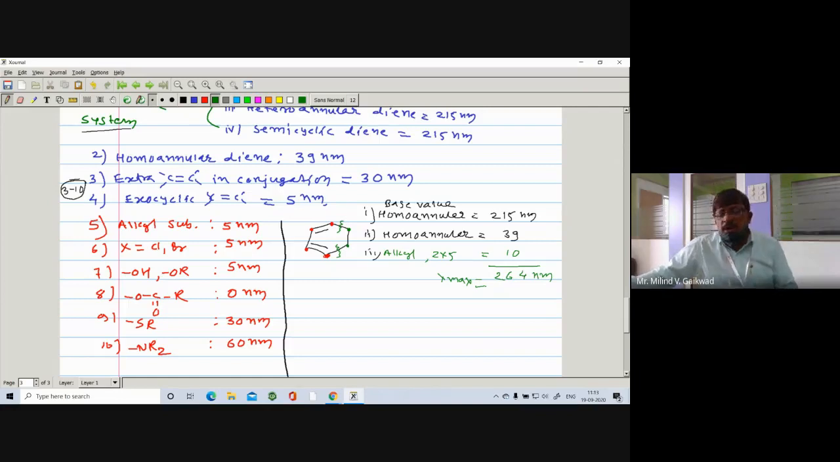So in this way you have to solve. In the exam, they will give a compound and ask what the lambda max is. If you know the rules and regulations, then you can solve it. It is very easy. In this way, you can write any number of examples. I will take 2 more examples here.